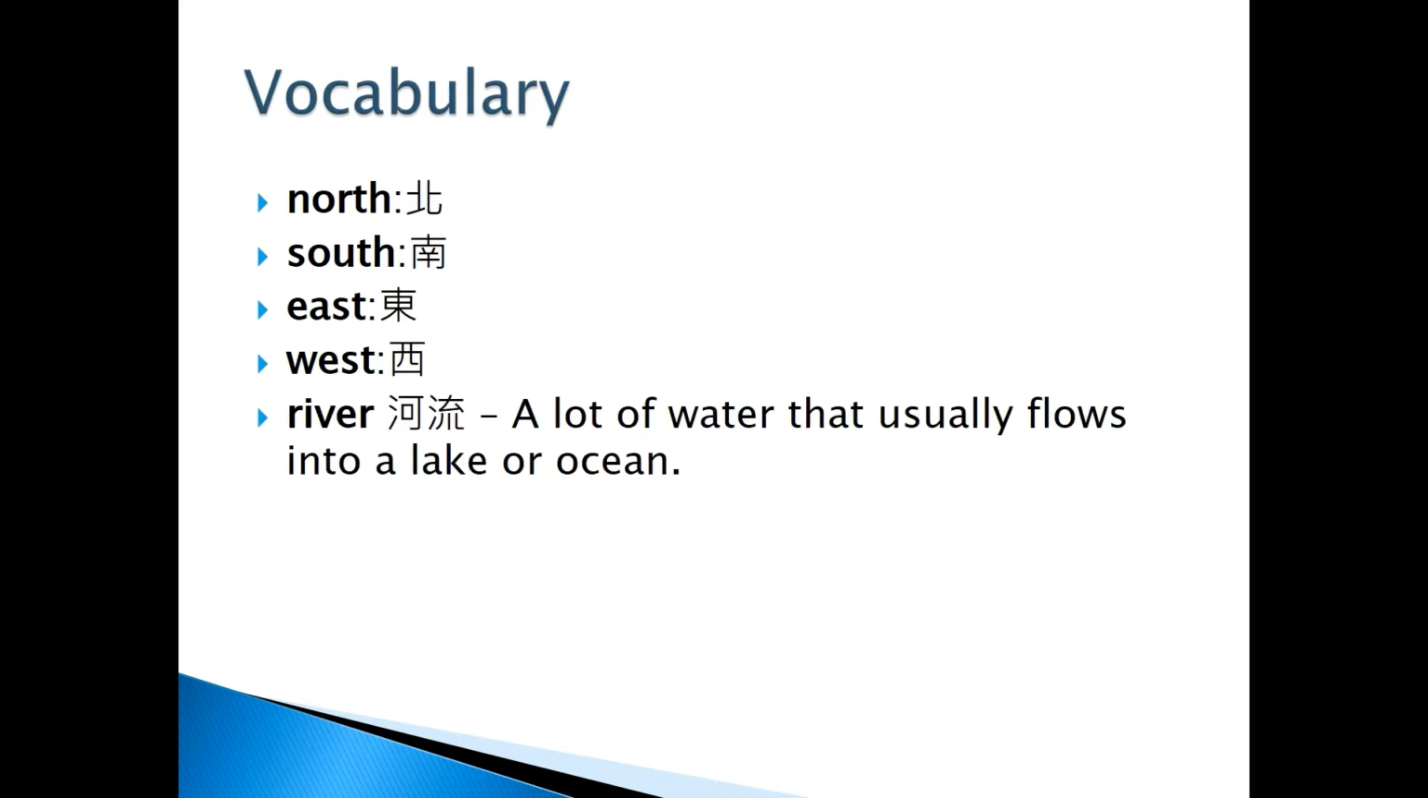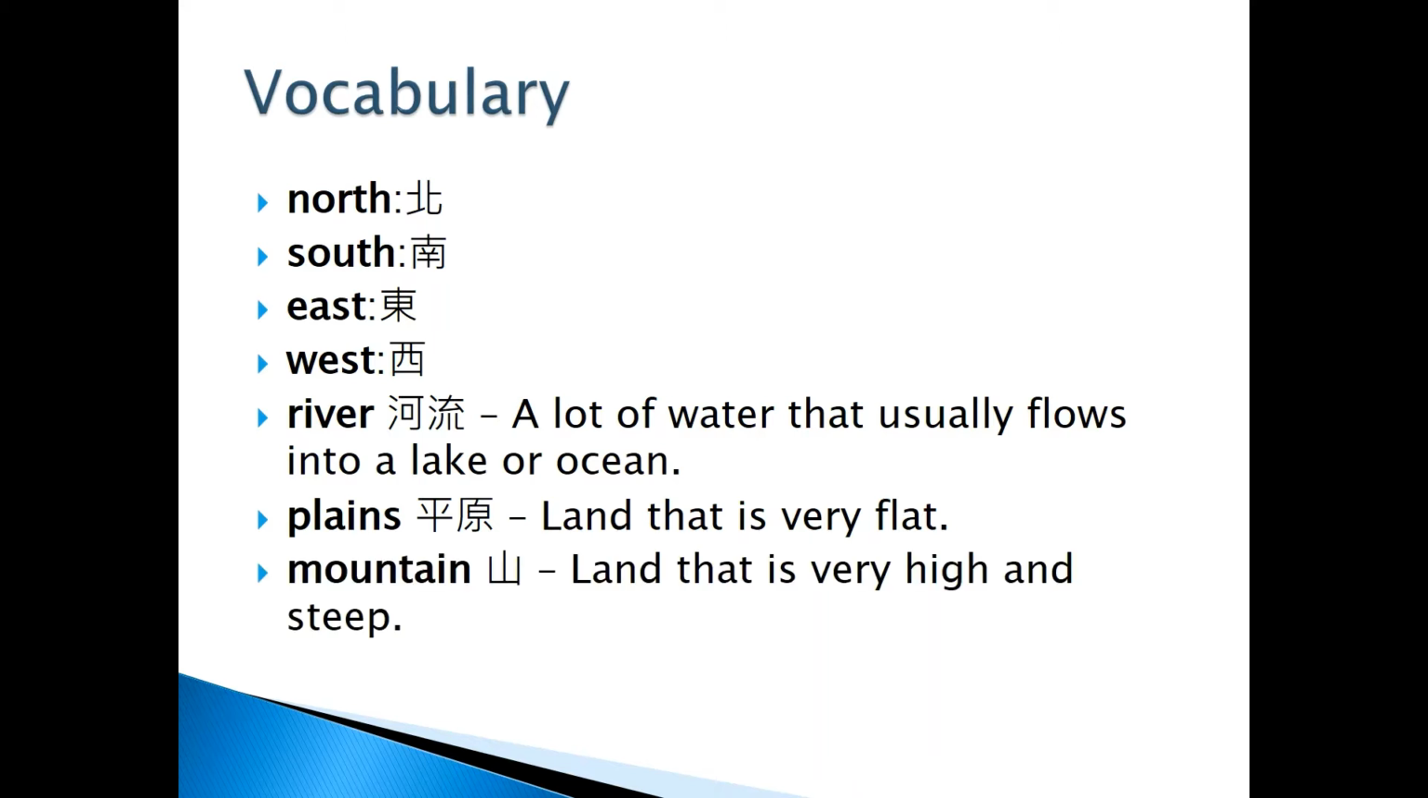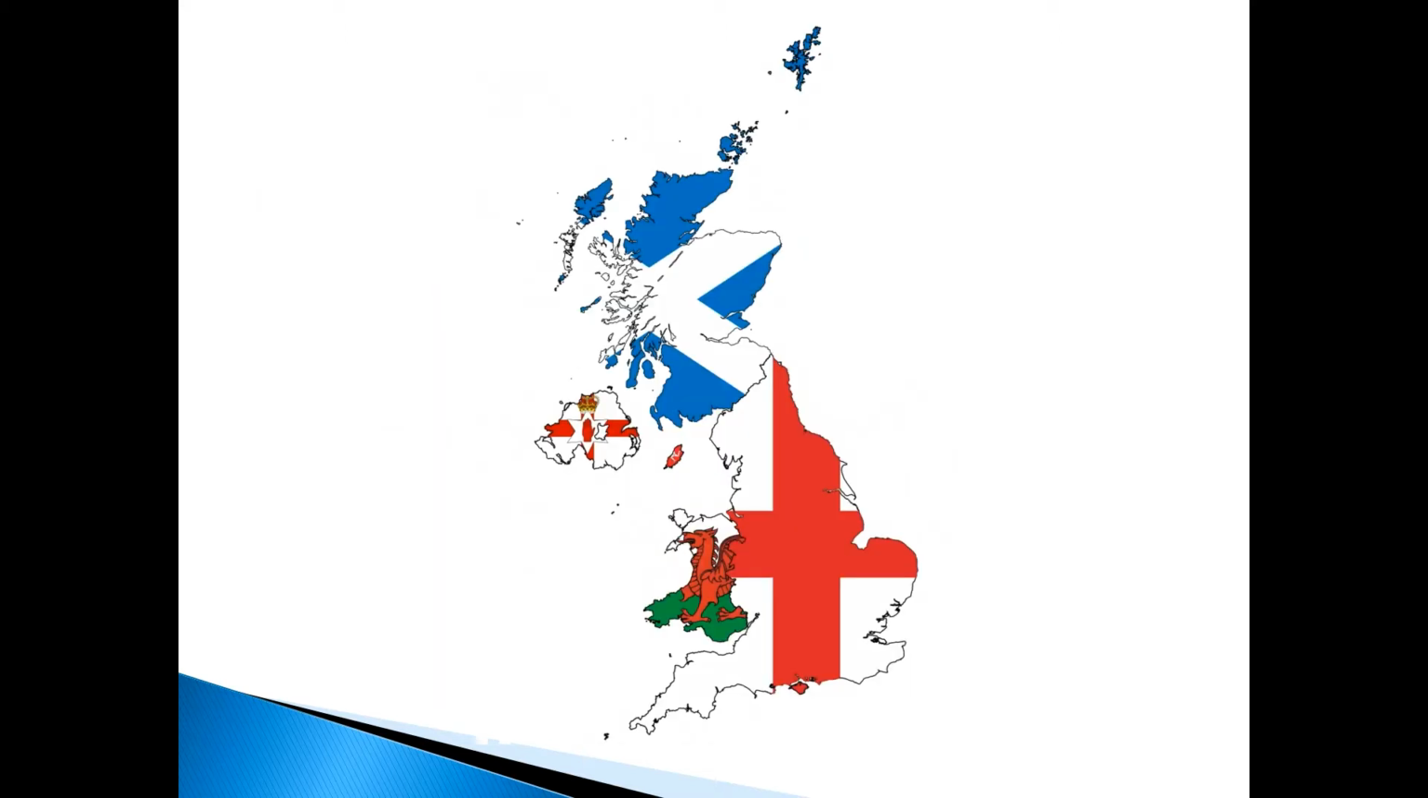River, a lot of water that usually flows into a lake or ocean. Plains, land that is very flat. Mountain, land that is very high and steep. This is a map of the UK showing the different countries' flags.